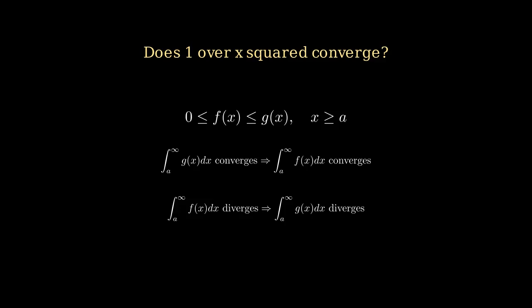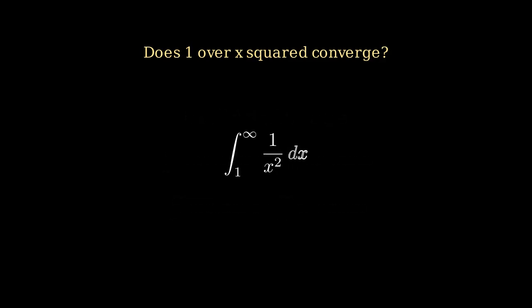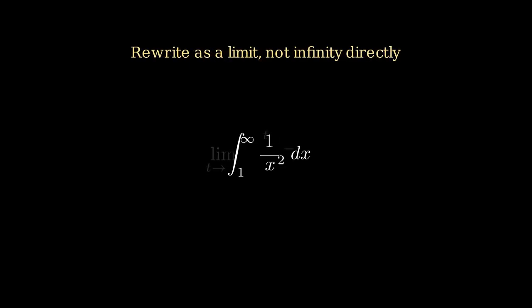Now let's work through an example. We want to determine whether the integral from 1 to infinity of 1 divided by x squared dx converges. Following the rule, the very first step is to rewrite this as the limit, as t approaches infinity, of the integral from 1 to t of x to the minus 2 dx. Notice we have not touched infinity directly. We've turned it into a limit of an ordinary definite integral.